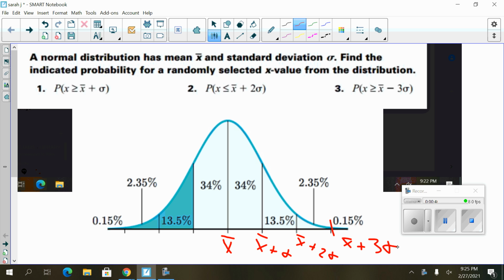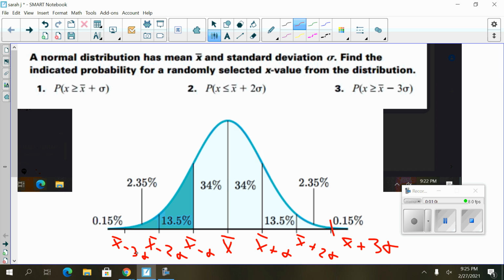Then you go down the other way. This first hash mark to the left is X bar minus 1 sigma, or 1 deviation below. And then we have 2 deviations below, so X bar minus 2 sigma. And then we have X bar minus 3 sigma. And this chart should have been in the notes somewhere, in one of the handbooks.